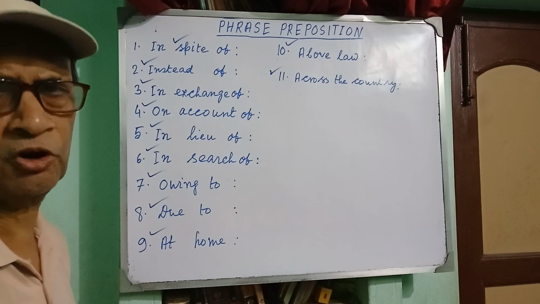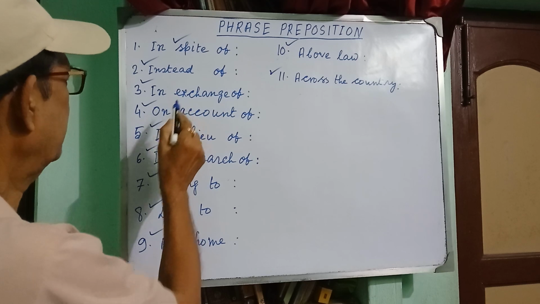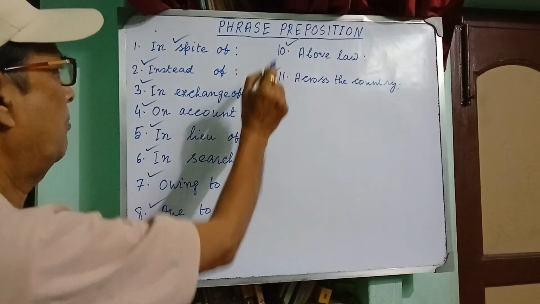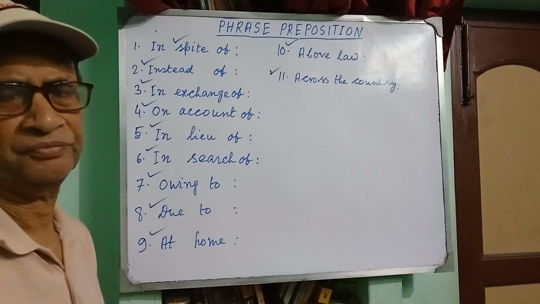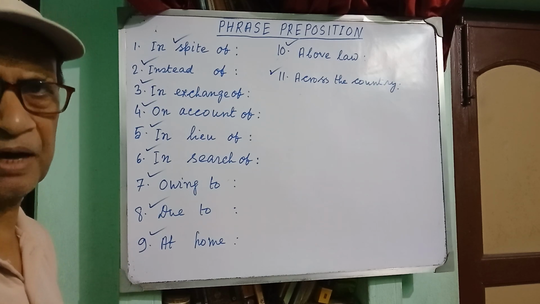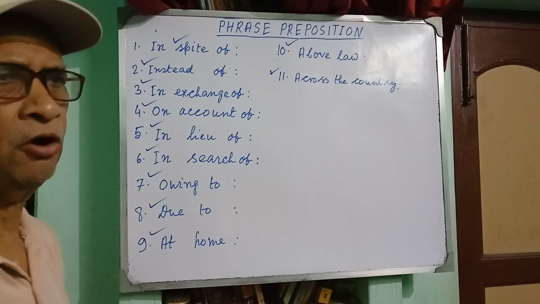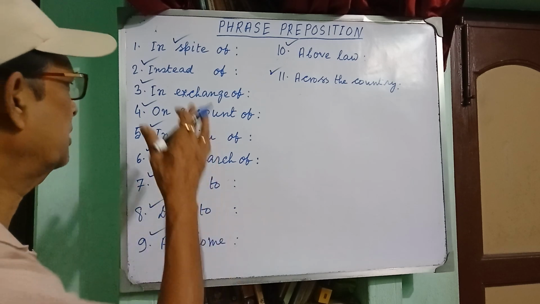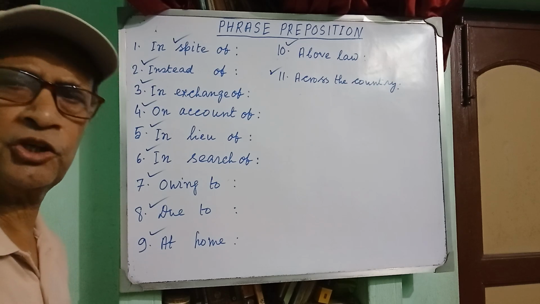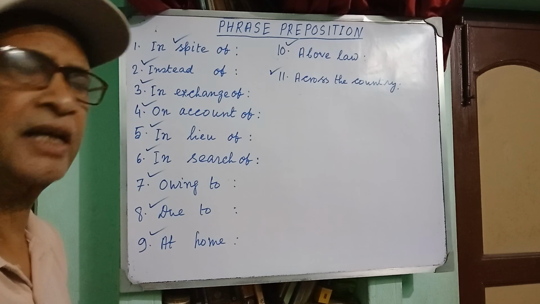And I fervently hope that all of you have understood the matter. In spite of, instead of, in exchange of, on account of, in lieu of, in search of, owing to, due to, at home, above law, across the country. These 11 prepositional phrases have been picked up by me for discussion, and I also think that all of you would be able to utilize these phrases to enhance your vocabulary, your fluency, your writing and speaking capability.